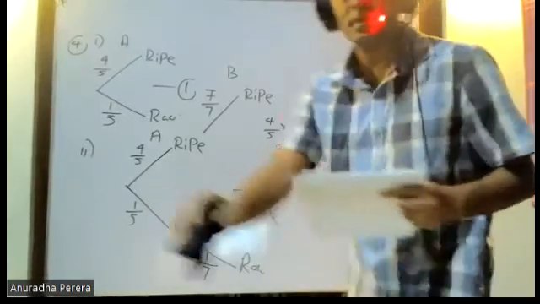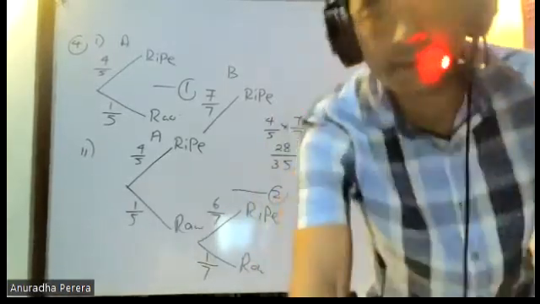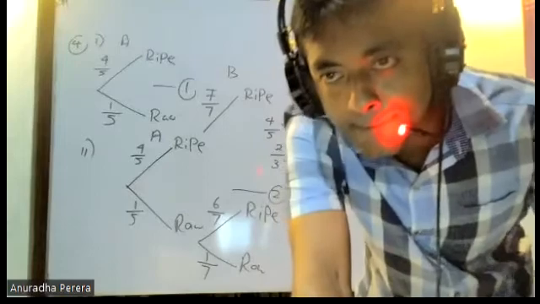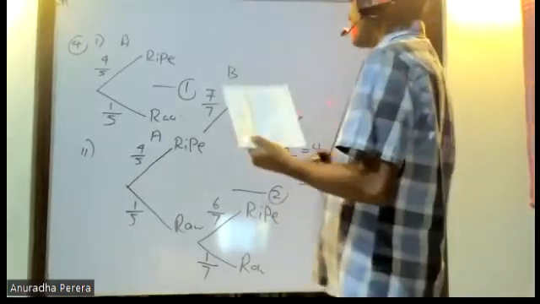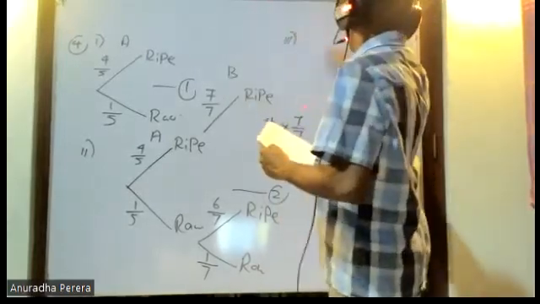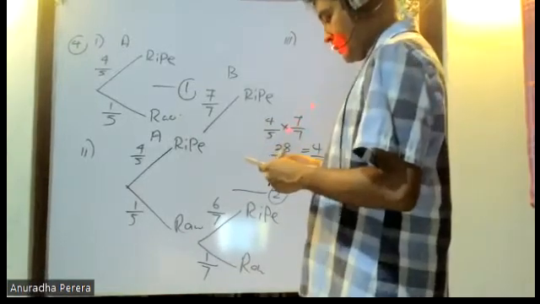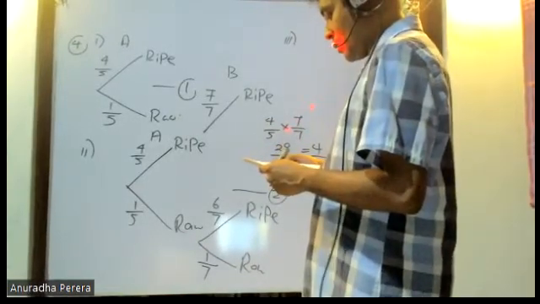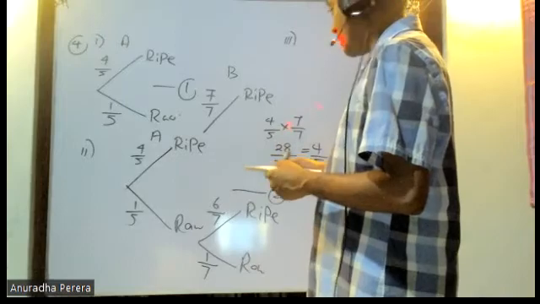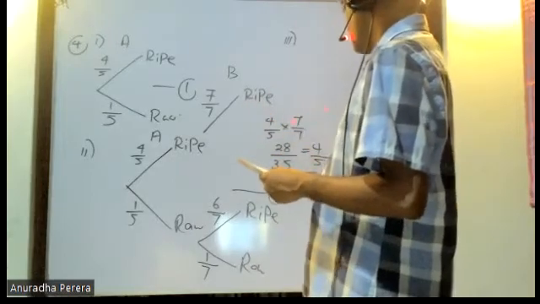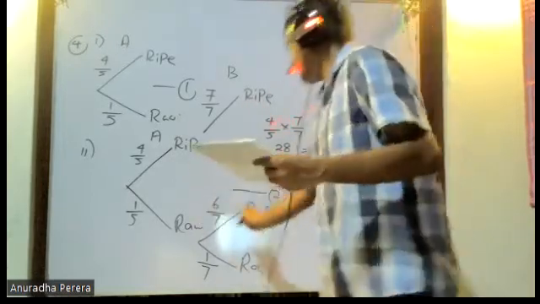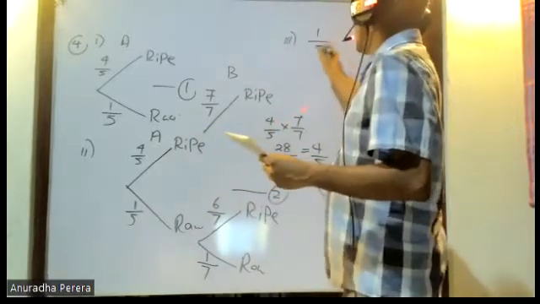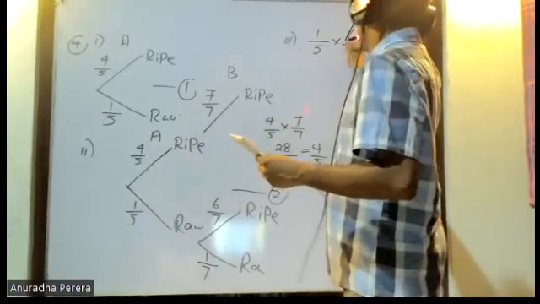And the next one, third one. Find the probability of drawing a raw mango on one occasion and a ripe mango on the other occasion. Ripe, raw, ripe. 1 over 5 into 6 over 7.